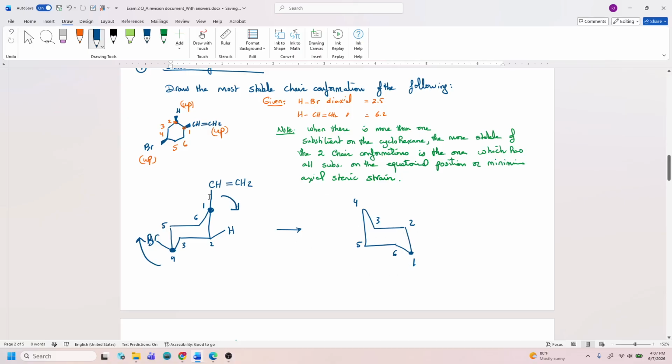Let's do the flip. Axial becomes equatorial, equatorial becomes axial, but up stays up, down stays down. Okay, so this one is axial. It becomes equatorial. But see, it's still up. For carbon number 2, it is up, it's equatorial, it becomes axial. It's still up. And for carbon number 4, it is equatorial. It became axial, and it's still up as well.